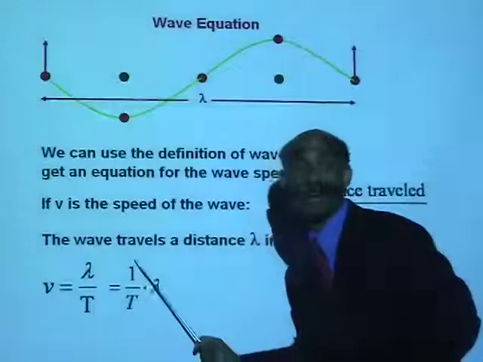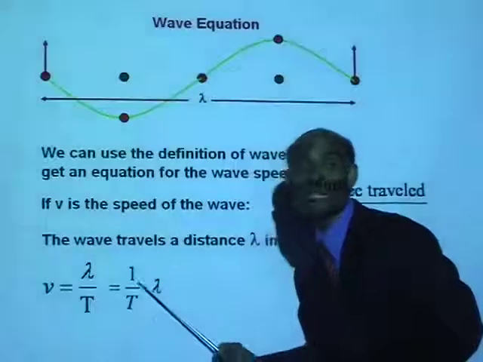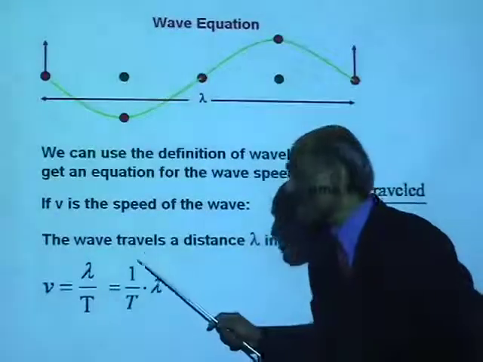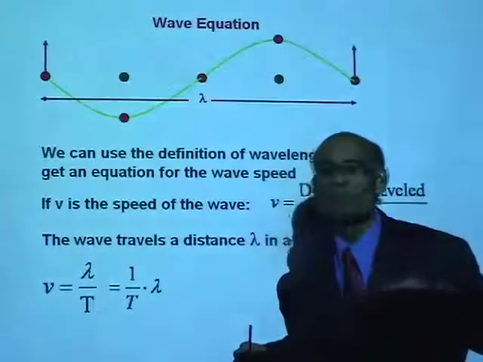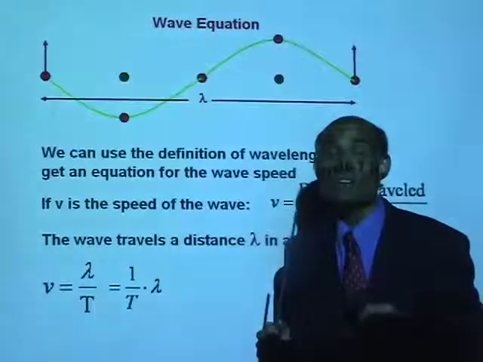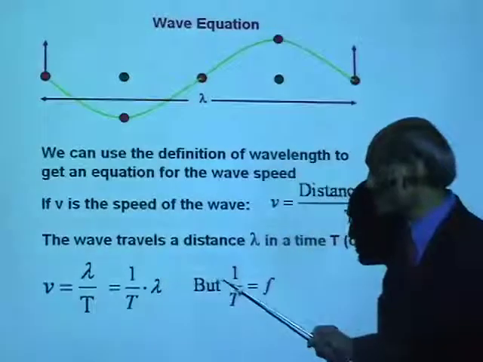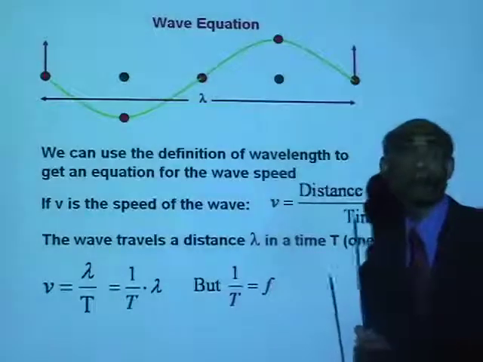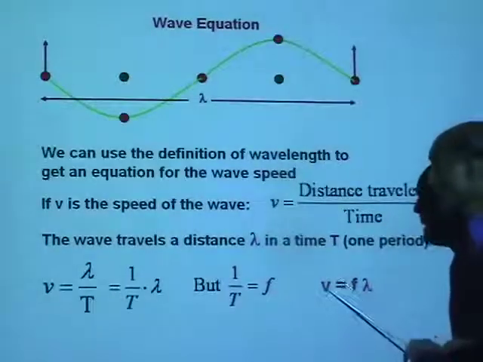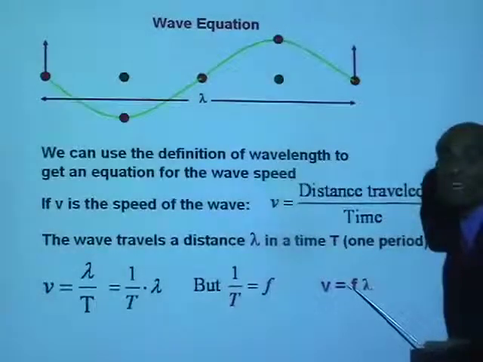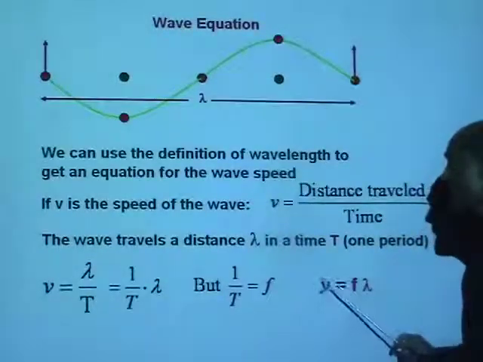And now, look at the way I wrote it. Lambda divided by T is the same as 1 over T multiplied by lambda. Now, why did I write it that way? Can you give me a quantity that is equal to 1 over the period? 1 over the period is the frequency. Is that right? Reciprocal of the period is the frequency. So 1 over T equals f, the frequency. Therefore, this is the all-important wave equation. Wave speed equals wave frequency multiplied by the wavelength. v equals f lambda.